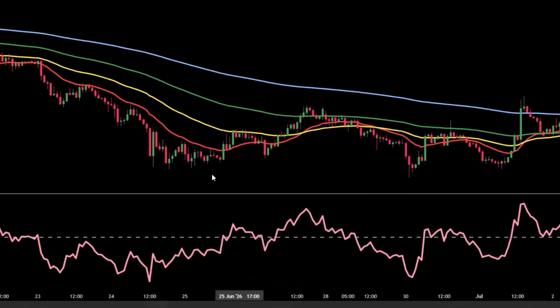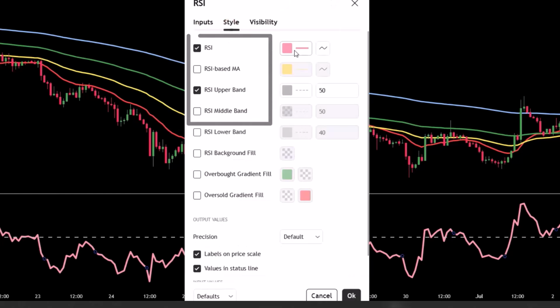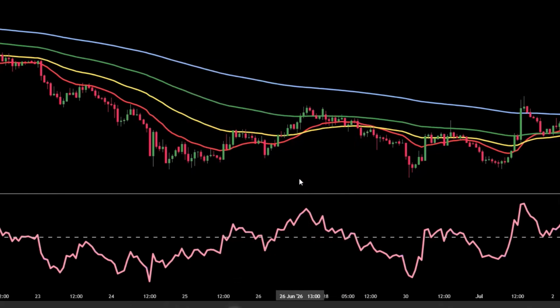Now add the Relative Strength Index or RSI. Keep the default length of 14. In the Style tab, leave only the RSI line and the RSI upper band visible. Set the RSI upper band to 50 and then click OK. At this point, your setup is ready.